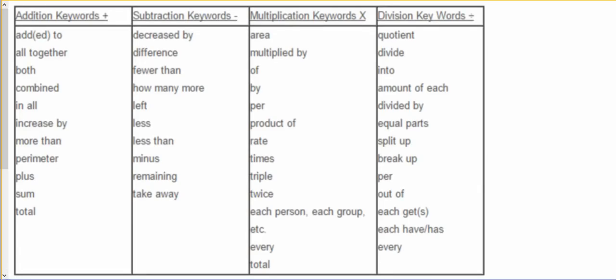So with that, there are some key words that we want to be familiar with, and you can write these down, or you should just know them. Addition keywords, subtraction keywords, multiplication keywords, and division keywords. There's more words than this, but this is quite a few. If I say all together, that's an addition. All together, I have 7 apples. If I had 3 apples and 4 apples, how many apples do I have all together? That would mean to add my apples. Okay.